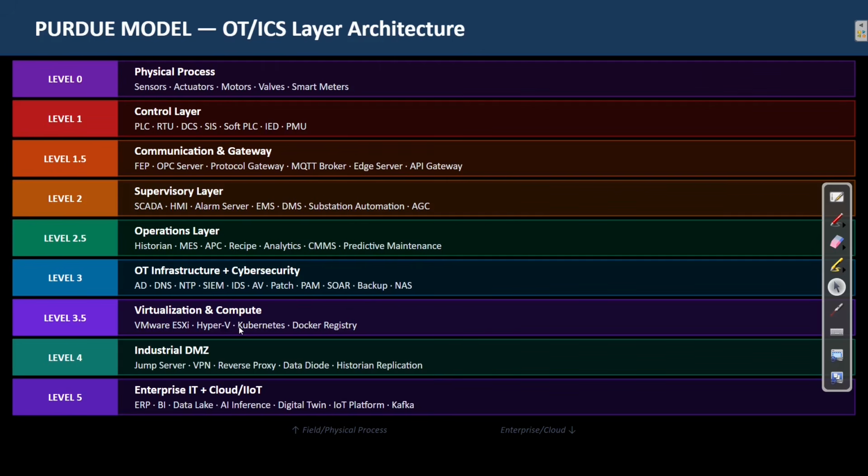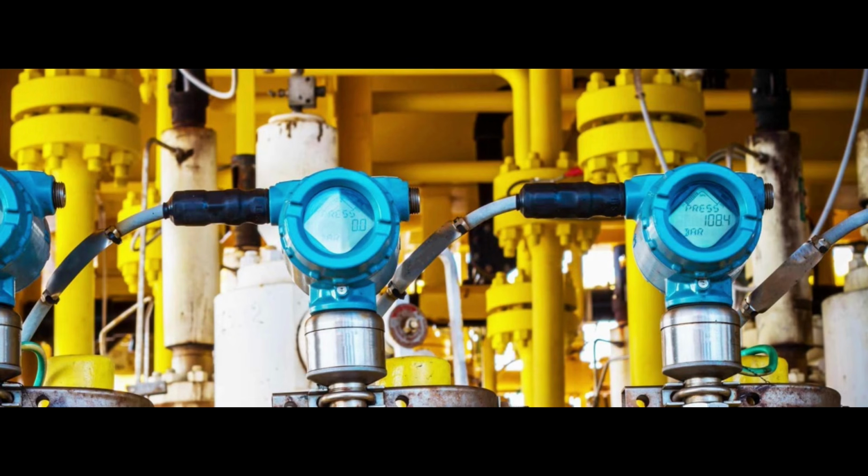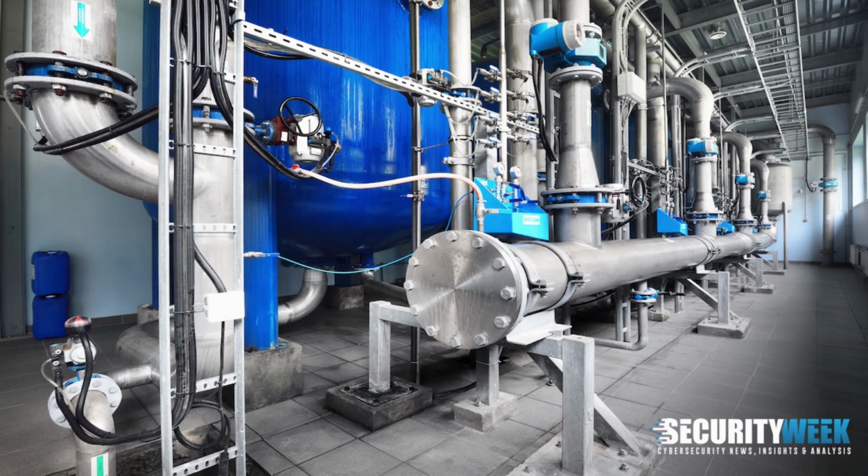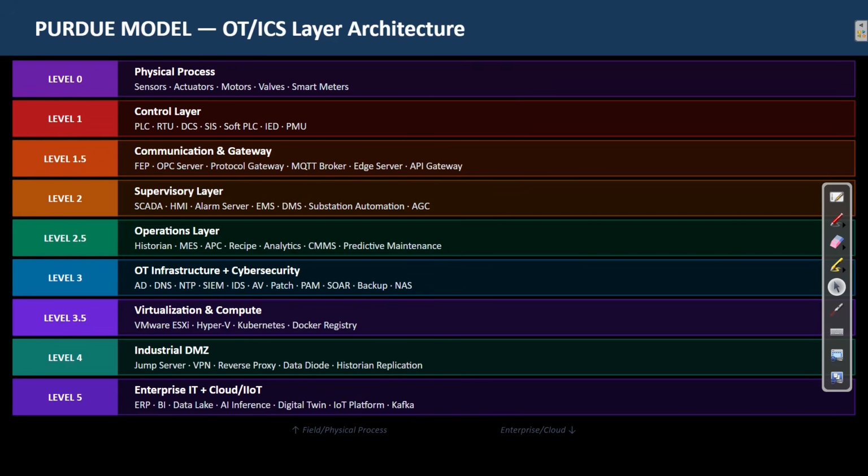So in the Purdue model, according to Purdue, we can divide the complete OT infrastructure into multiple levels. It starts from level 0. Level 0 is the physical process. This is the real industrial world where the actual process happens, like a power plant. A temperature sensor measures the boiler temperature, a valve opens steam flow, a motor drives a conveyor belt. Which devices are we using at this particular level? Sensors, actuators, motors, valves and smart meters. Generally at this level there is no server we are using.